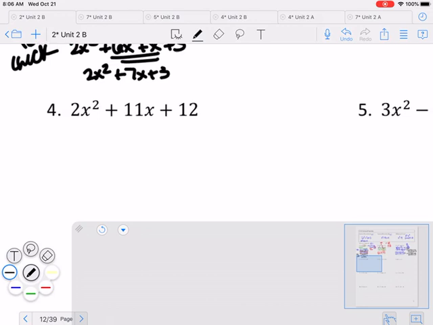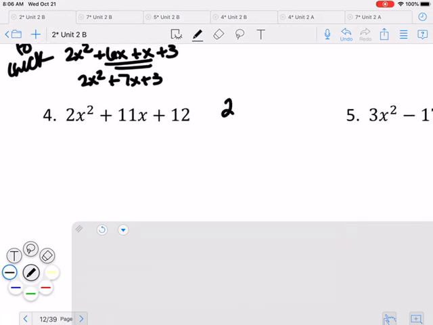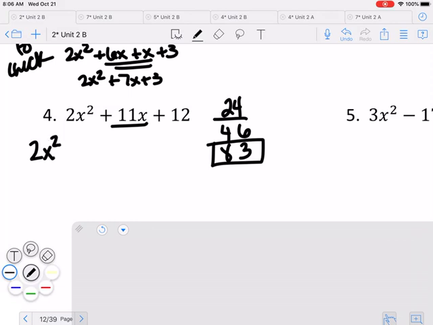One more for practice. 2 times 12 is 24. Factors of 24: 4 times 6, 2 times 12, 8 times 3. 8 and 3 add to 11. Rewriting, 2x squared plus 8x plus 3x plus 12.